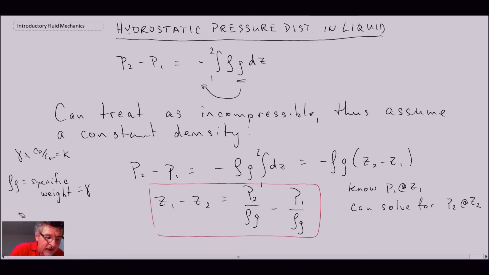Another thing that we see is P over rho g. Let me write that on the other side. We see P over rho g. That is sometimes referred to as being head or pressure head. And so you'll hear people talk about head loss and head and stuff like that. That comes from hydraulics, the field of hydraulics, but P over rho g is the term that we use there. So that is the equation that we can use to solve for the pressure distribution in a liquid.